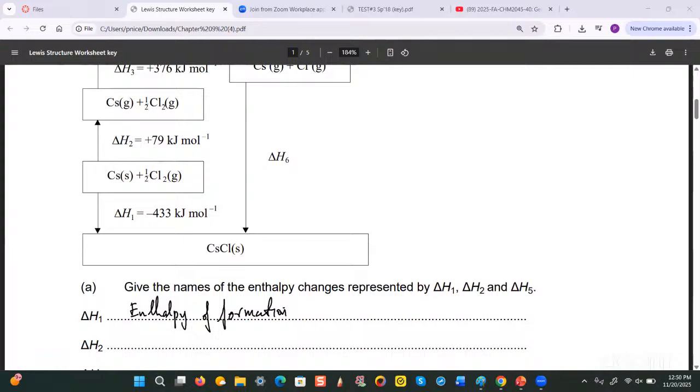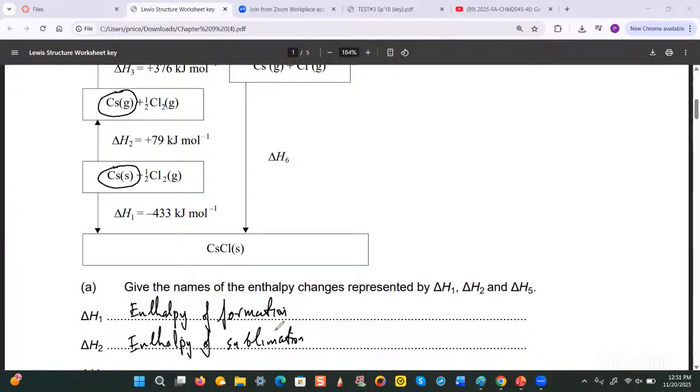Now, if you notice in delta H2, you're going from cesium solid to cesium gas. Right? So what's the energy for that transformation? Going from a solid to a gas. What do we call that enthalpy? Enthalpy of, does this look familiar? Sublimation. You're going from the solid state directly to the gaseous state, right? So that's enthalpy of sublimation.